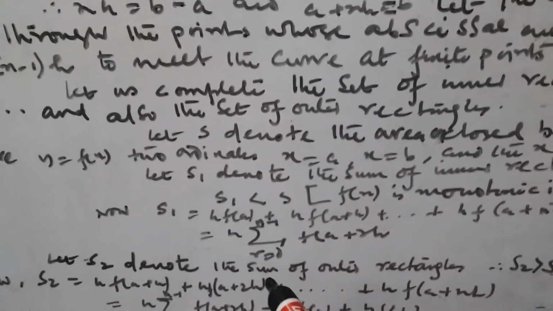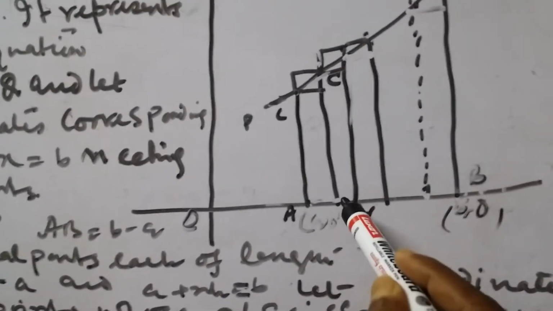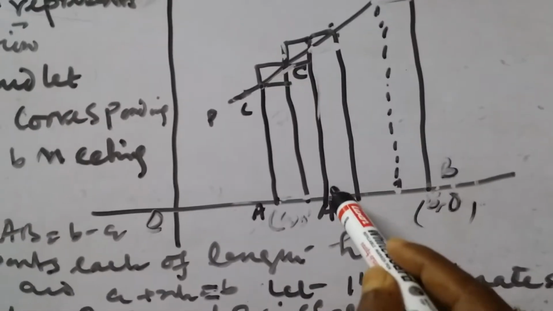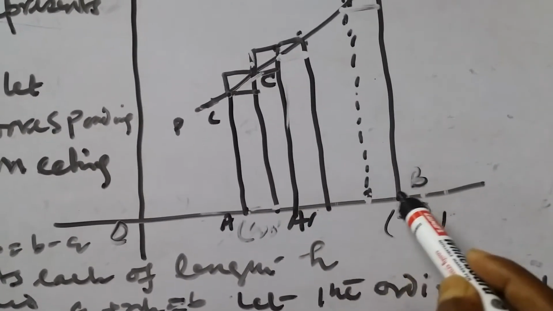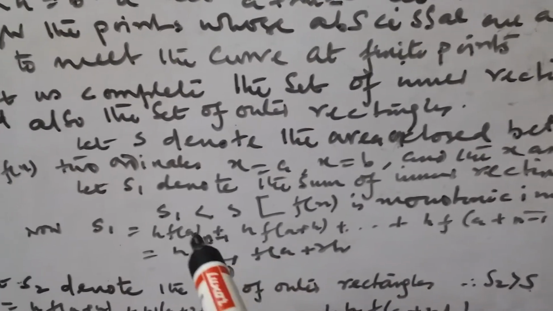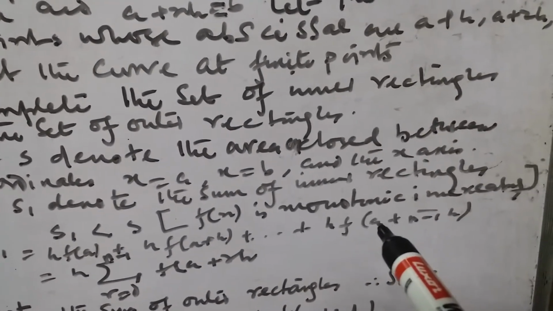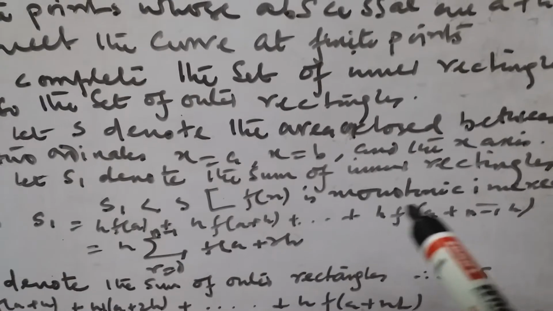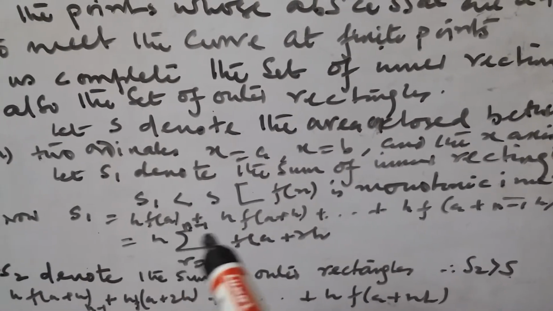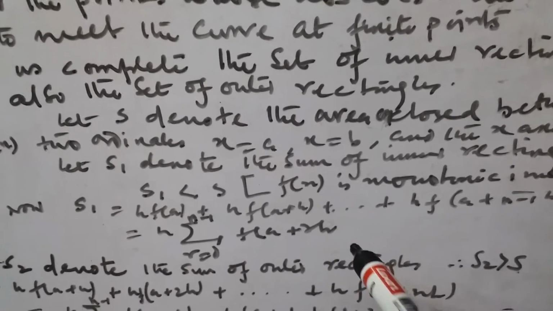So the inner rectangles sum is h into f(a) plus h into f(a plus h), and in this way up to h into f(a plus (n minus 1)h). So you can write h times the summation for r equal to 0 to n minus 1 of f(a plus rh).